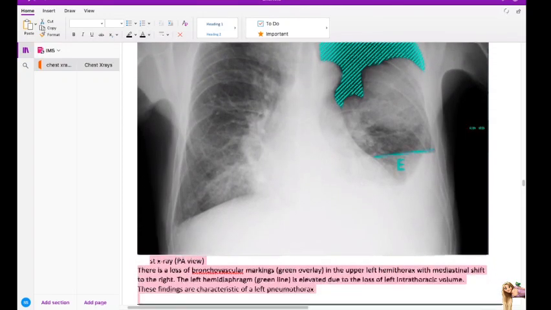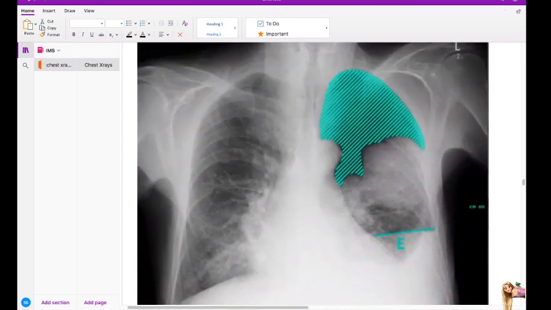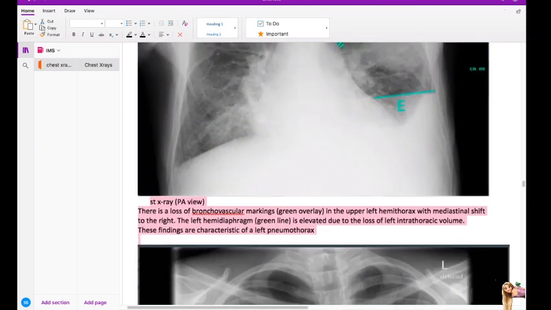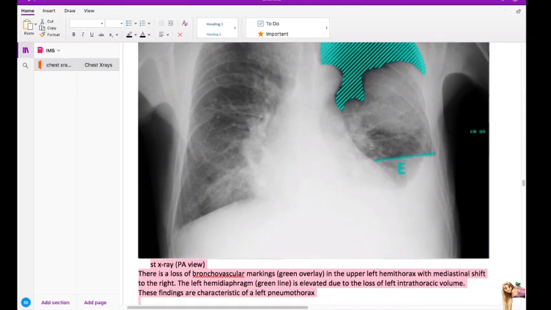There are no bronchovascular markings in this area. The left hemidiaphragm is elevated due to loss of intrathoracic volume. Because the lung has collapsed, there is loss of intrathoracic volume, and that's why the diaphragm is elevated.